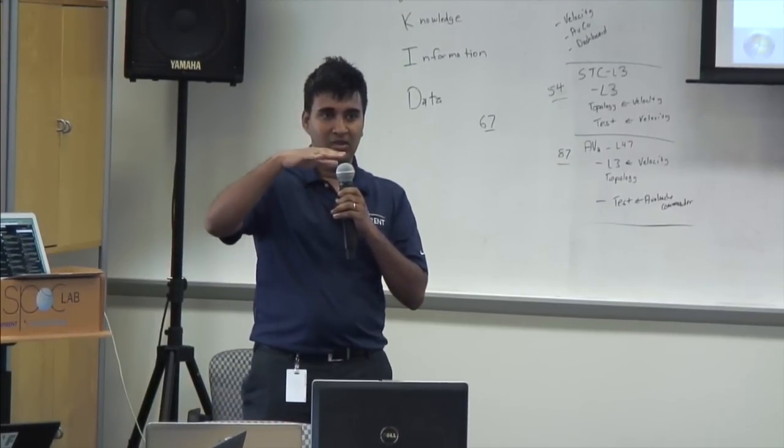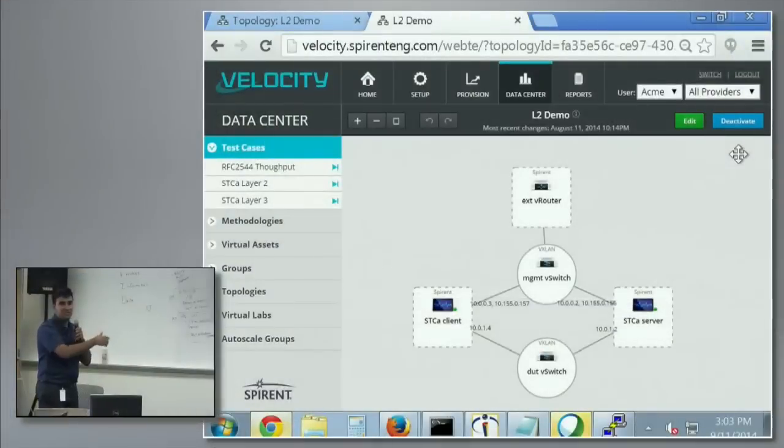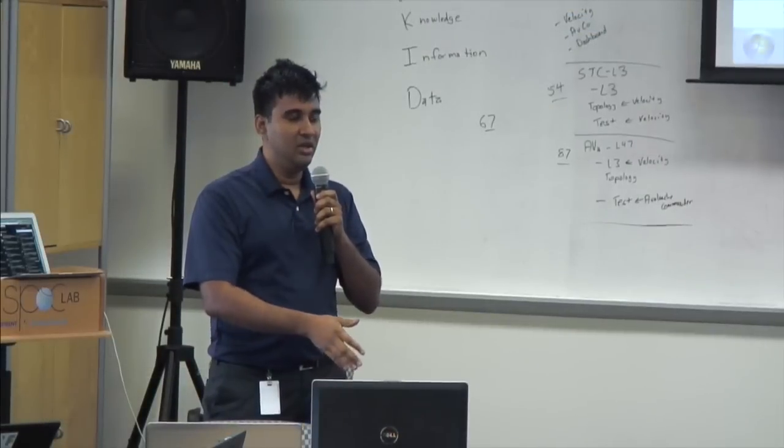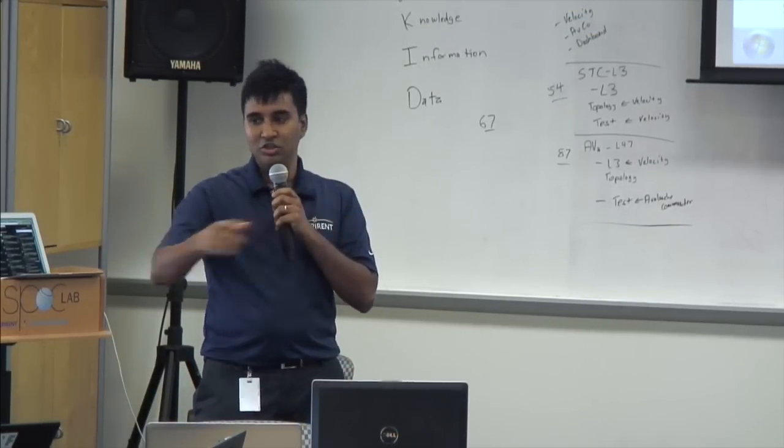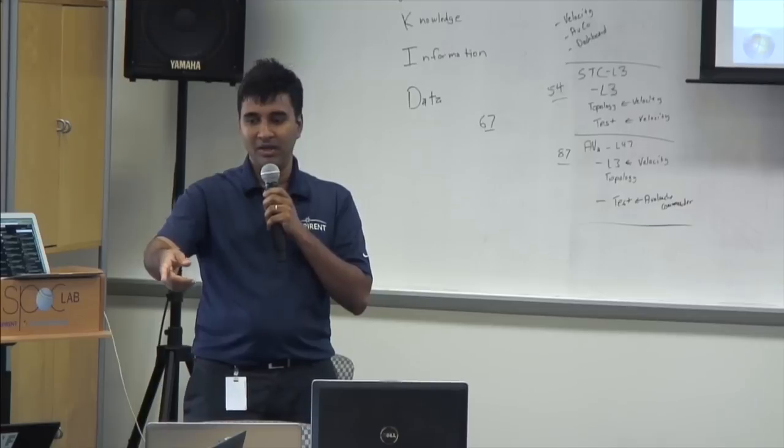Velocity is on the top layer where you can draw out a topology, a test topology like this, and then push a button. This is actually a VM. This has the topology. You can save the topology and share it with your colleagues, and they can use the same topology as well. And when you push activate, that's when it talks to OpenStack and starts building out the topology.